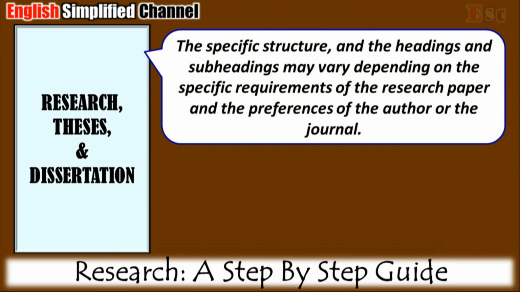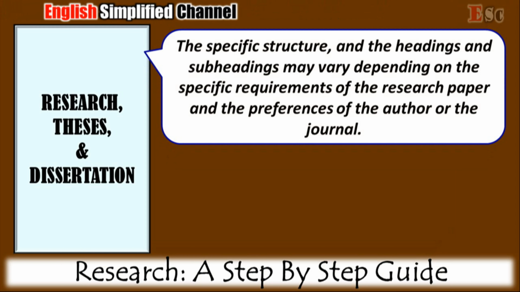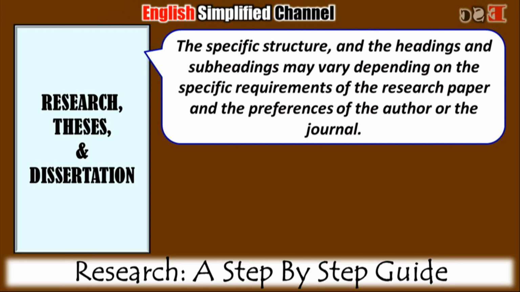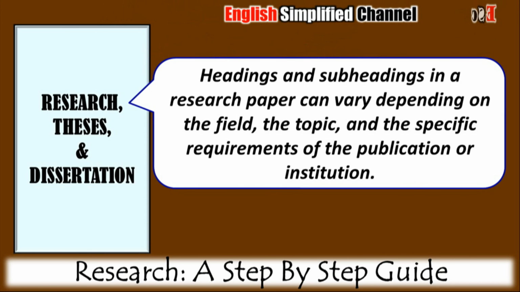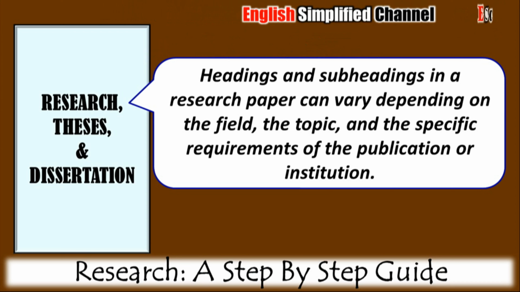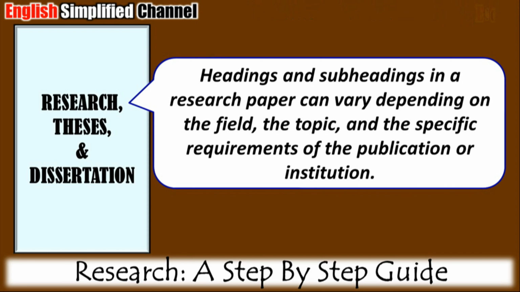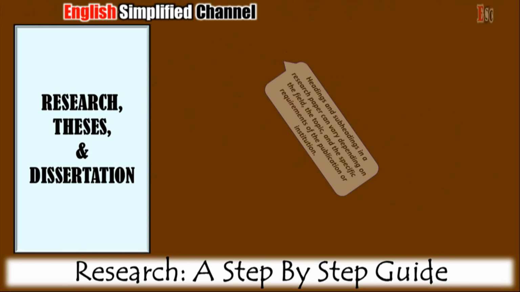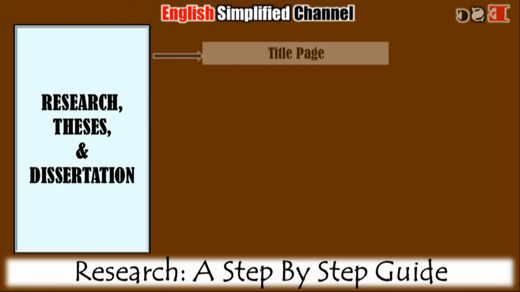The specific structure, and the headings and subheadings may vary depending on the specific requirements of the research paper and the preferences of the author or the journal. Headings and subheadings in a research paper can vary depending on the field, the topic, and the specific requirements of the publication or institution. However, there are some common elements that are typically found in many research papers. Here's a general outline of the typical structure.